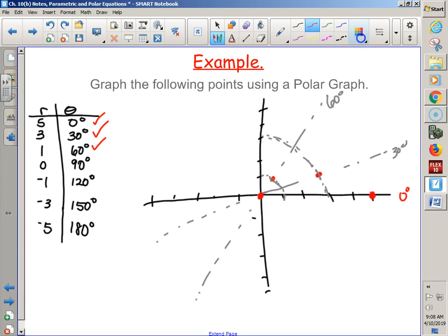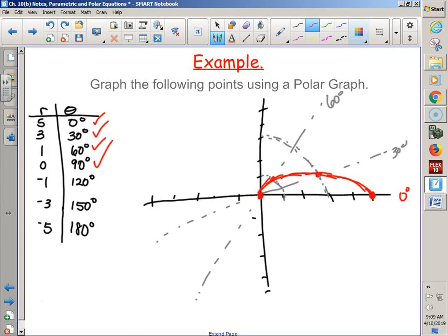Now, do you guys see how we kind of go in that direction? Polar points don't connect like connect the dots. They don't go straight lines, straight lines, straight lines. That's not polar. Polar is all about rotating and curving. Now, they can make straight lines. It's very rare, but they can make straight lines. But usually, they're making curved graphs.